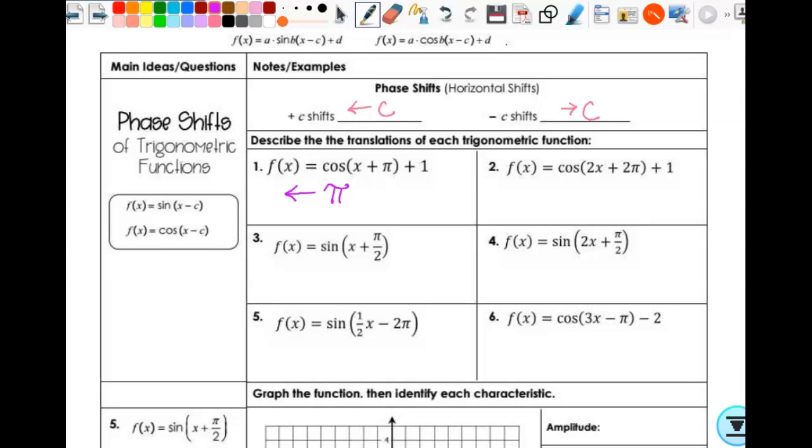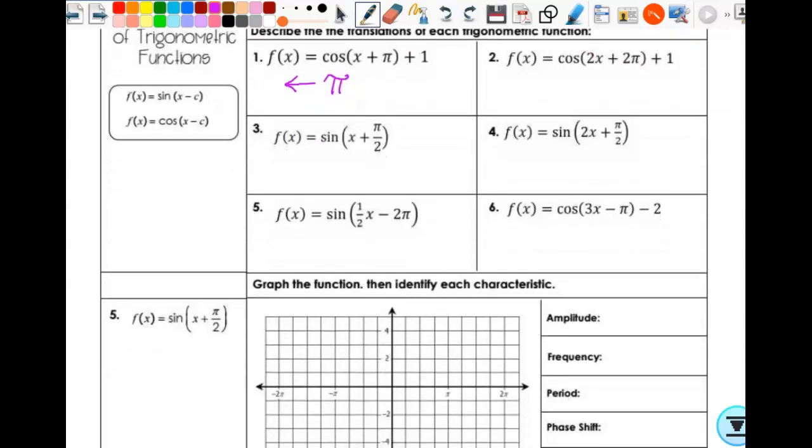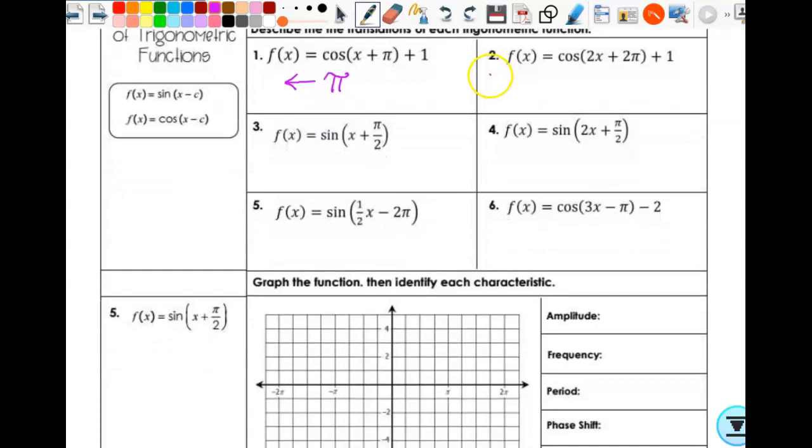On number two, now if you notice how this is written versus how this is written, when you have a B and a C, in order to recognize them as those actual values, the B has to be factored out. I mean, technically we have a B here also, but it's a 1, so it really doesn't do anything. So I can't just look at this and think that I'm going to shift to pi somehow. I need to factor out that B. And a lot of what we've done, it's already been factored out, but it's not going to be factored out on all of these. So I'm going to have f of x equals cosine.